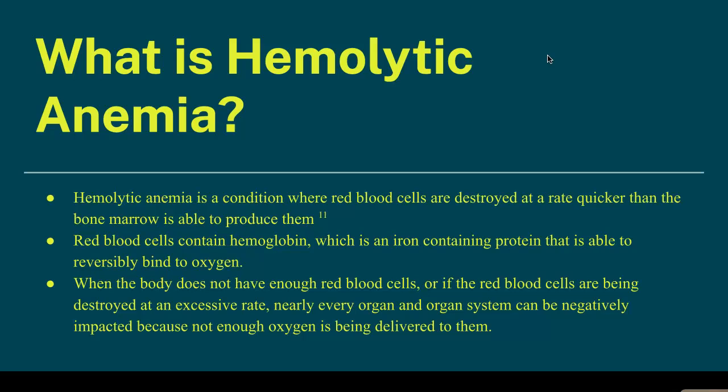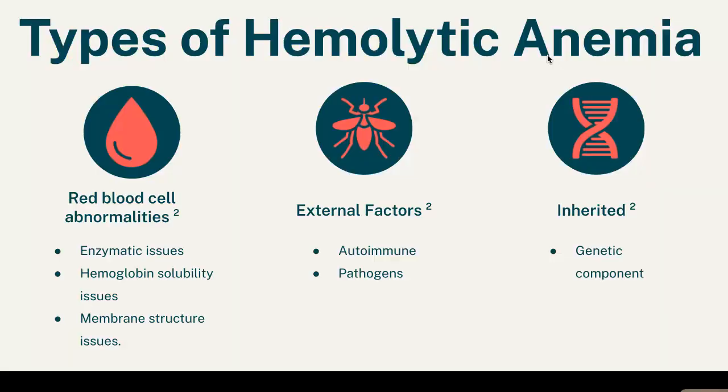When the body does not have enough red blood cells, or if the red blood cells are being destroyed at an excessive rate, nearly every organ and organ system can be negatively impacted because not enough oxygen is being delivered to them. There are a number of different forms of hemolytic anemia, as well as many different causes. For the sake of time, I will only be focusing on a handful of different types of hemolytic anemia, but please be aware that there are many more types that I will not cover in the next several minutes.